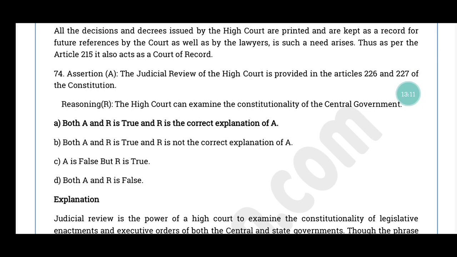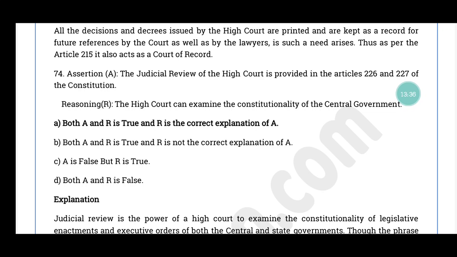Question number 74. Assertion and reasoning. Assertionல the judicial review of High Court is provided in the Articles 226 and 227 of Constitution. Reasoningல the High Court can examine the constitutionality of the central government. The correct answer is option A. Both the statement and the reason is true and the reason correctly explains the statement.